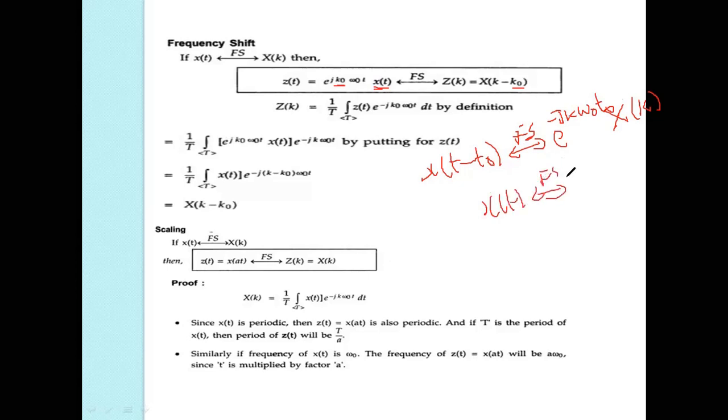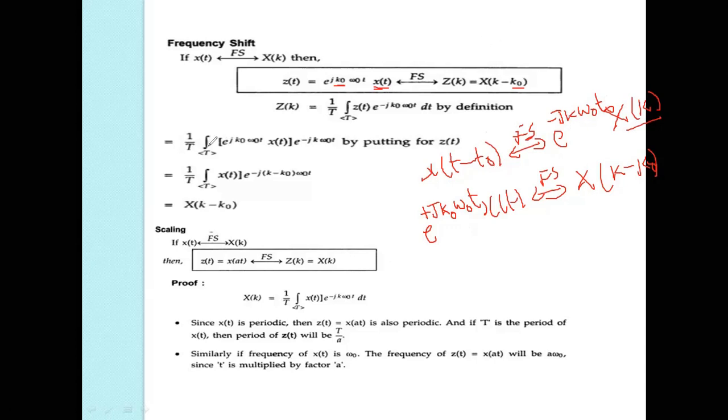The Fourier series is x of k minus k naught. We get that the frequency is shifted by k naught samples. It is multiplied with the positive exponential e power jk naught omega naught t. The time is multiplied with the positive exponential with k naught, and when the time is shifted, the frequency is multiplied with the negative exponential with t naught.